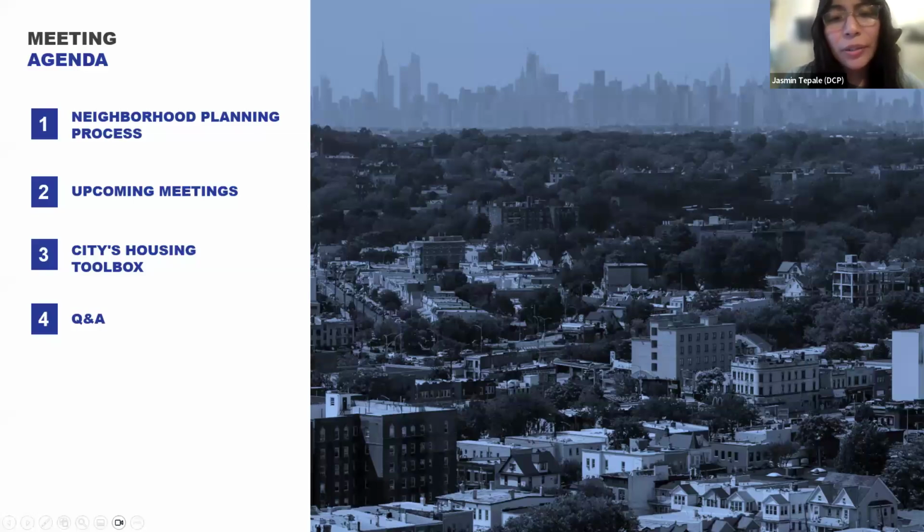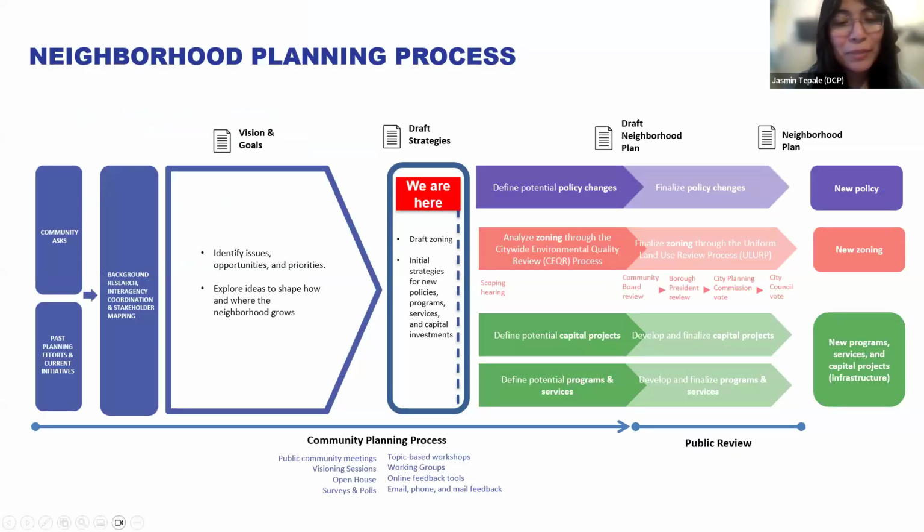Just to share an overview of some of the items we'll cover tonight, we're going to briefly review the neighborhood planning process just to show where we are and where we're going. Then we'll share a list of upcoming meetings. We'll give a brief refresher of the zoning framework, and then we'll talk about the city's housing toolbox and MIH. If you can just switch to the next slide, please. And so let me pass it to my colleague Tristy so she can talk through the neighborhood planning process.